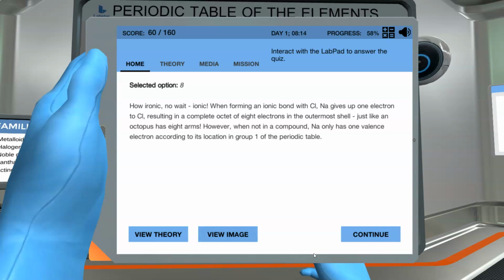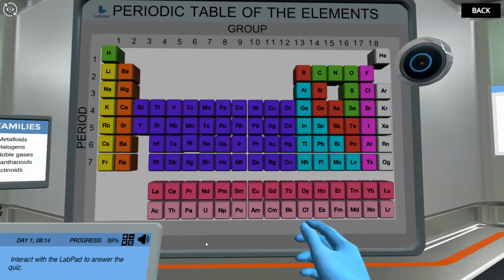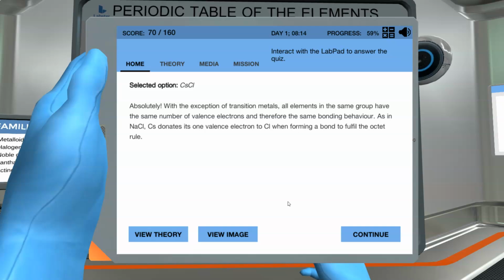the periodic table. Based on what you know about their location in the periodic table, what do cesium and chlorine react to? Click View Image to look at the periodic table. Absolutely. With the exception of transition metals, all elements in the same group have the same number of valence electrons and therefore the same bonding behavior. As in sodium chloride, cesium donates its 1 valence electron to chlorine when forming a bond to fulfill the octet rule.